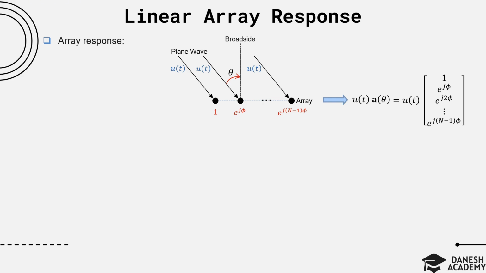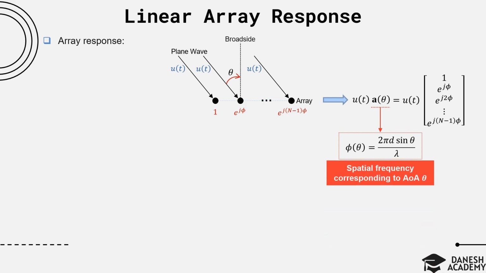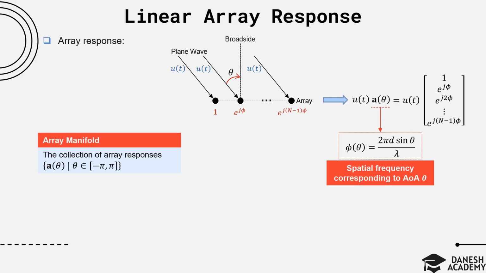This vector is called array response, and it is a function of theta because phi is a function of theta, and it is defined as 2 pi d sine of theta over lambda. This is also called spatial frequency corresponding to angle of arrival theta. Now, based on the array response, another term is defined, which is called array manifold, and that is the collection of array responses a of theta for all values of theta from minus pi to pi.